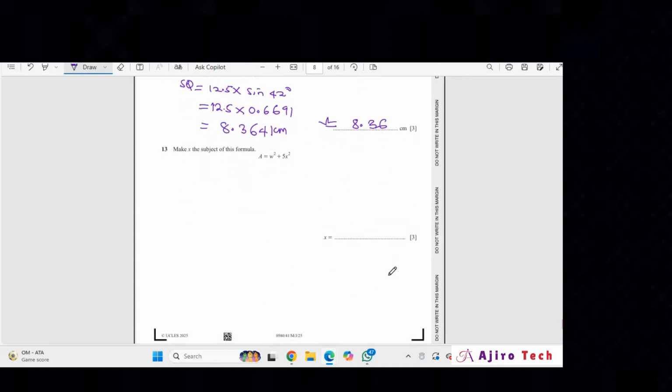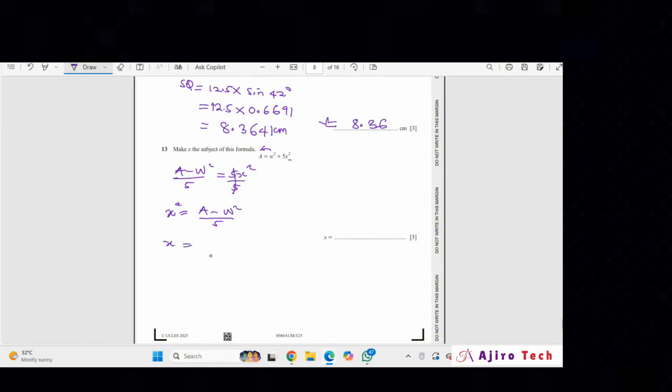Now question 13. Question 13 now is this. We are asked to make S the subject of the formula. And what is the S we are looking for? Look at where the S is. So let's carry this W to this place. We're going to have A minus W squared is equal to 5S squared. And you know we're looking for S. You divide this out by 5 first. This one will cancel this. So we're going to have S squared is equal to A minus W squared all over 5.